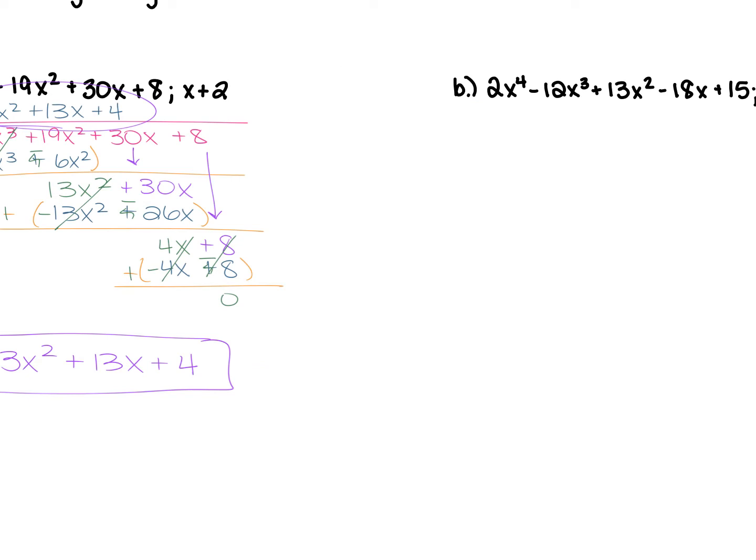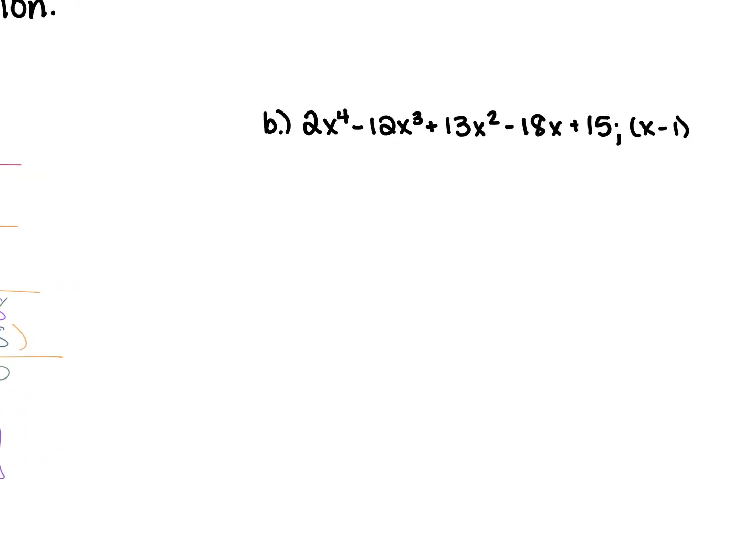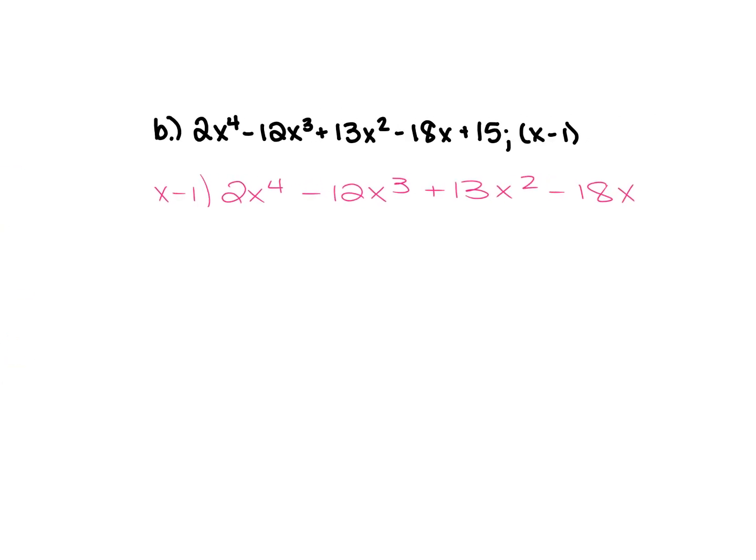For example B, you have 2x to the 4th power minus 12x cubed plus 13x squared minus 18x plus 15 divided by x minus 1. That x minus 1 is going to go on the outside. Your powers are 4, 3, 2, 1, 0. All of them are represented, so that polynomial is going to go on the inside. So again, we're going to do x minus 1 on the outside, 2x to the 4th power minus 12x cubed plus 13x squared minus 18x plus 15 on the inside.